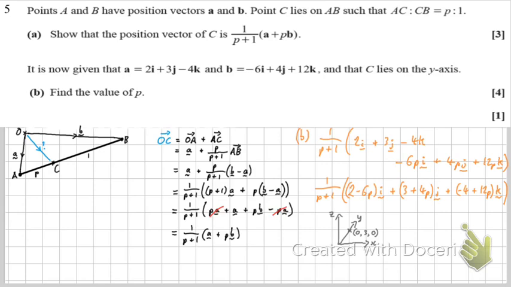Well, we've got 0 in the x direction, something, I've written 3, in the y direction, and nothing in the z direction. So the only way something can be on the y-axis is, in fact, if the x and the z components are 0. So, in other words, 2 minus 6p needs to be 0, which gives you p equals 3, and also minus 4 plus 12p needs to be 0, which, thankfully, gives you the same result.